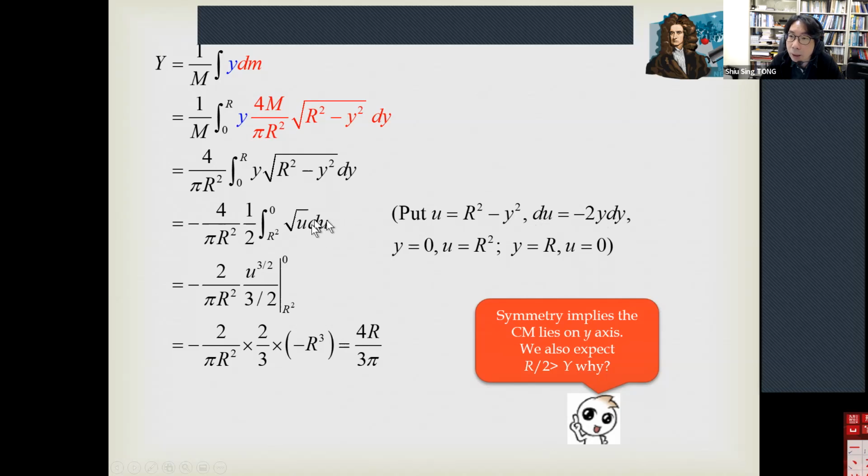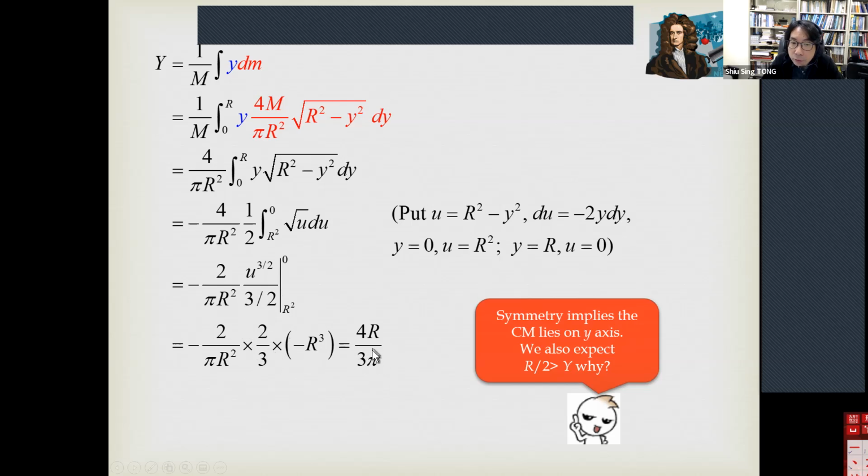So I put it back into this integral. Now this integral can be easily integrated. It is just u to the power 1/2. So by doing integration, I find that the result will be u raised to the power of 3/2, divided by 3/2. And I evaluate the upper limit being 0, the lower limit being r squared. And after some manipulation, I eventually find that the center of mass position is 4r over 3 pi.